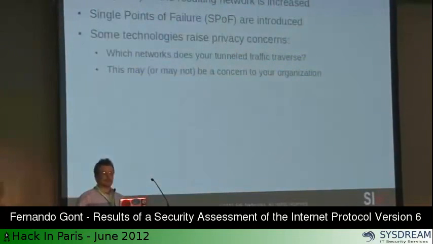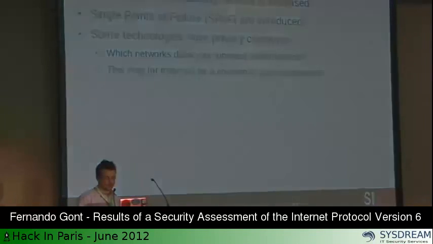The implications of these transition technologies is, first of all, that they increase the complexity of the network, and if the network is more complex, there is more room for trouble. In many cases, they introduce single points of failure, so now you have the whole network depend on a single system. And also, many of these technologies raise privacy concerns. So many people, for example, use tunnels to get IPv6 connectivity, but in many cases, they don't consider that they are sending all of their traffic to some remote node somewhere else. So that's something that should be taken into consideration.